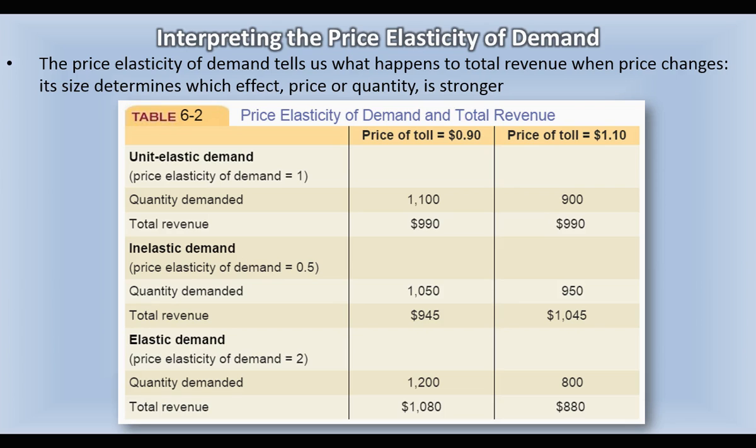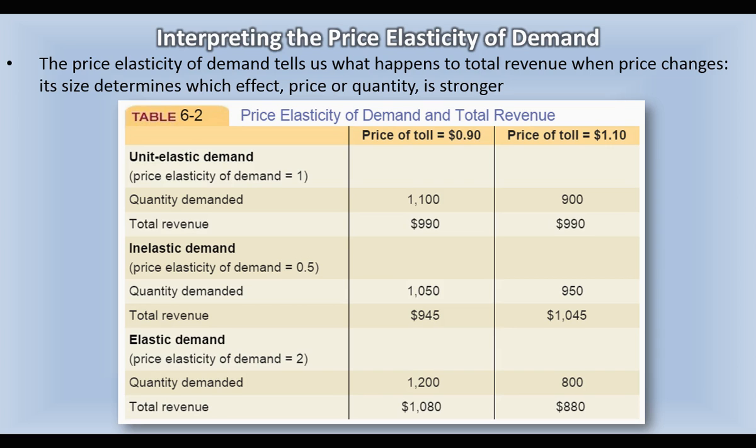So the price elasticity of demand tends to tell us what happens to total revenue when price changes. Its size determines which effect, price or quantity, is stronger. So there's two ways to look at it. You can look at it from the perspective of a price increase or the perspective of a price decrease. So let's look at it from the perspective of a price increase first. Let's say the toll is 90 cents and it's going to $1.10. So the toll is going up. If the demand is unit elastic, then we see that the total revenues will remain unchanged, that the quantity effect and the price effect will exactly balance each other out, and total revenues will remain unchanged if the price elasticity of demand is unit elastic.